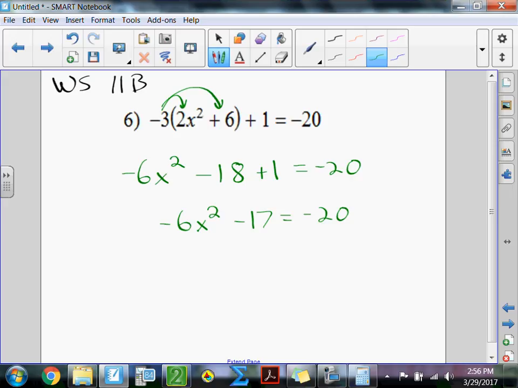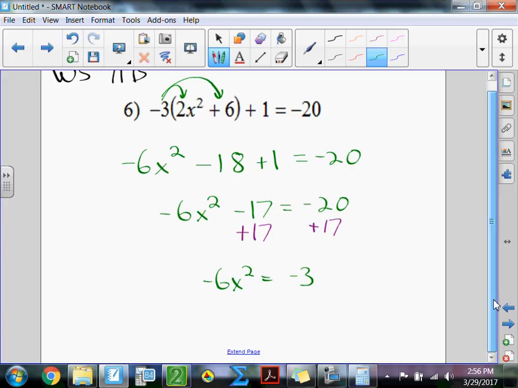From there, I just need to do the same thing I did on the previous two problems. Get the x squared by itself and take the square root. I'm going to do that by adding 17 to both sides of the equation. So now I have negative 6x squared, 17's cancel out to 0, equals negative 3. It's okay that there's a negative. We know how to deal with that from the last problem.